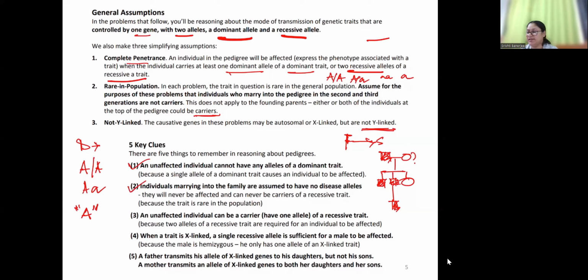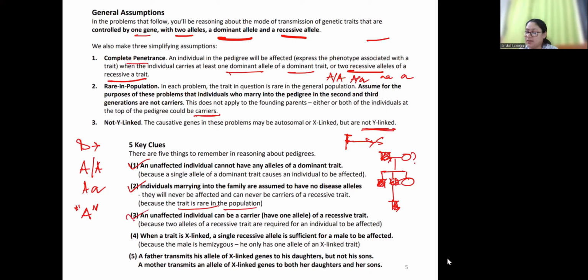Second, individuals marrying into families are assumed to have no disease alleles. They will never be affected and cannot be carriers of the recessive, because the trait is rare in the population, as we discussed. Any kind of these diseases are rare, so they cannot be carriers. Third, an unaffected individual can be a carrier, having one allele that is recessive.